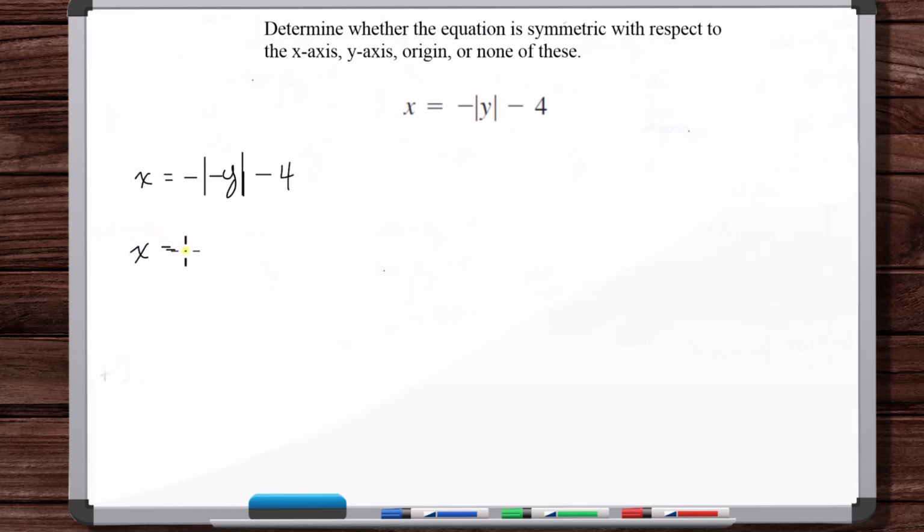Okay. So the absolute value of minus y is just y. That is just the absolute value of y. Okay, that's the same equation. So this is symmetric with respect to the x-axis. What about the y-axis?